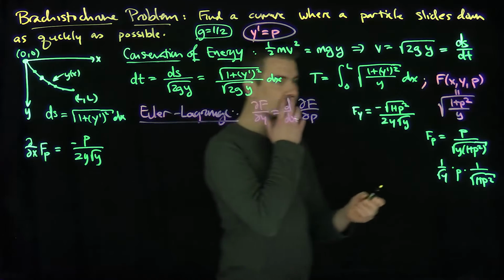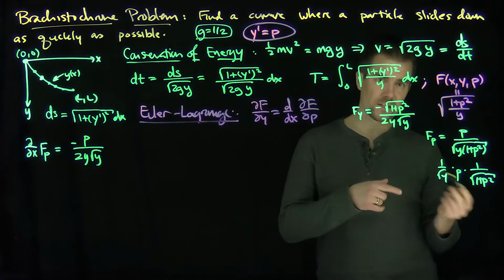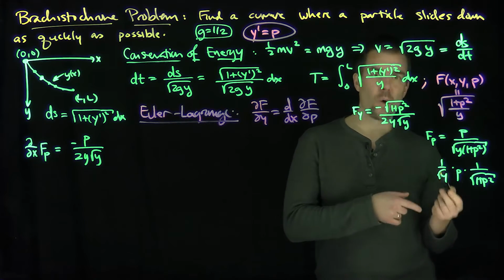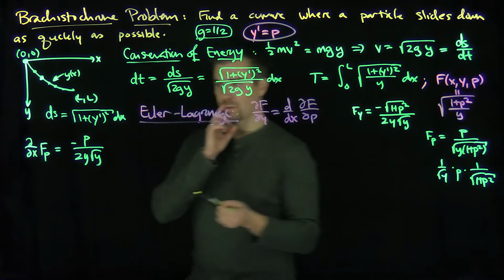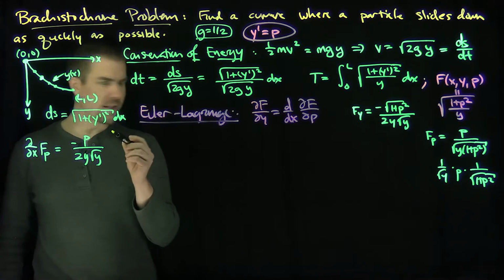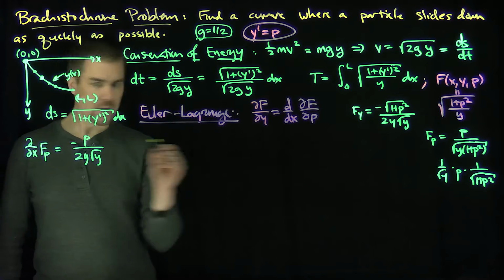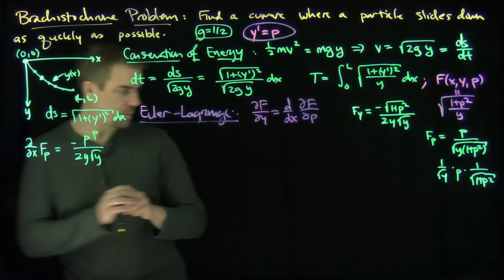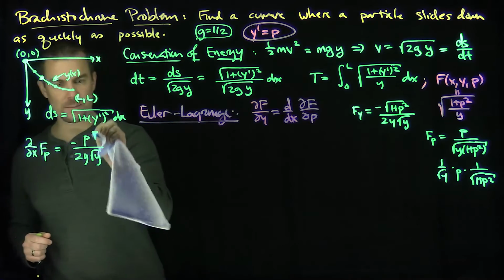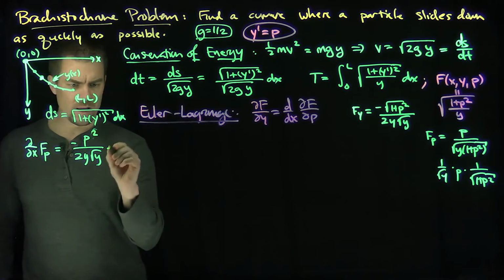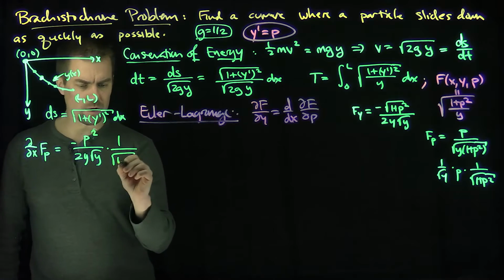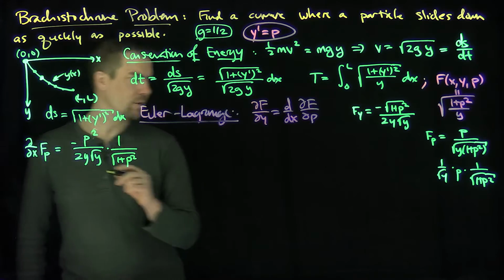Let's check that, because of course the derivative of y to the negative 1/2 is going to be negative 1/2 y to the negative 3/2, and then times, by the chain rule, the derivative of y with respect to x, which is p. Okay? And then that's times another p, so that's p squared, right? And then a 1 over square root of 1 plus p squared. That's the first term of the derivative.